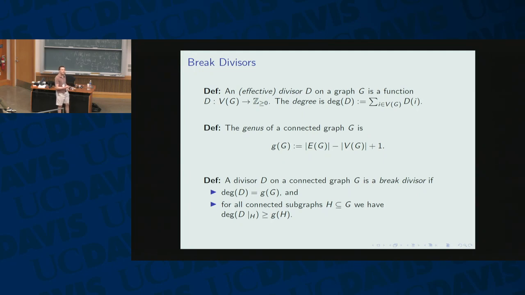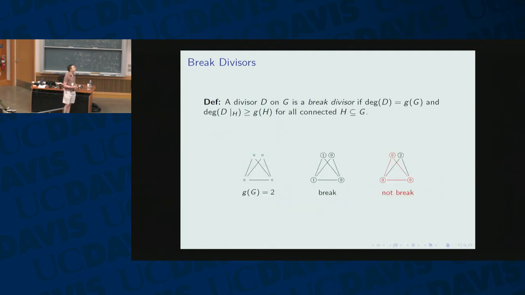This is the topological genus. And a divisor D on a connected graph G is a break divisor if, well, first off, its degree is equal to the genus of the graph, and furthermore, if for all connected subgraphs H of my graph, the degree of the restricted divisor is greater than or equal to the genus of H. So let's see an example.